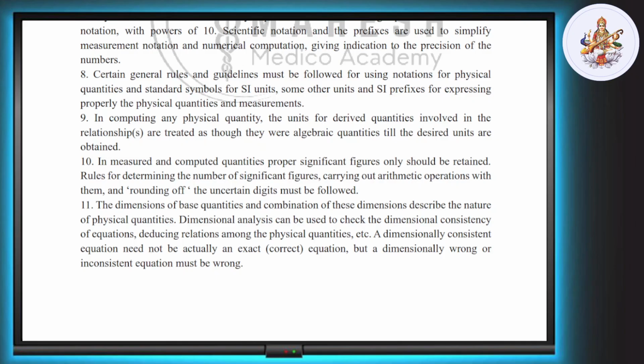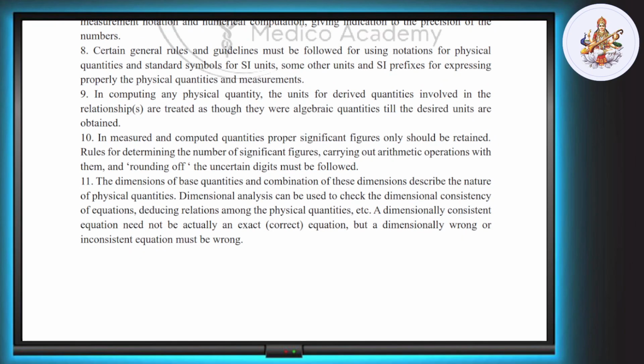11. Dimensional analysis. Finally, an important tool in physics is dimensional analysis. This technique helps us check whether an equation is dimensionally consistent. For example, if you derive a formula for speed, it must end up with dimensions of length divided by time. Remember, if an equation is dimensionally incorrect, it is definitely wrong. But if it's dimensionally correct, it may still be wrong. So, dimensional analysis is just a first check, not the final proof.